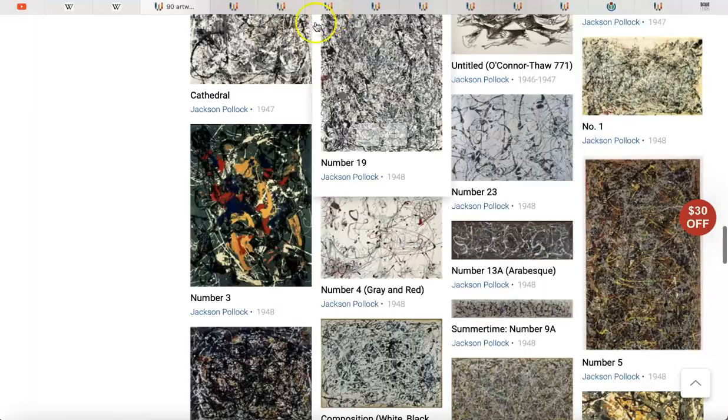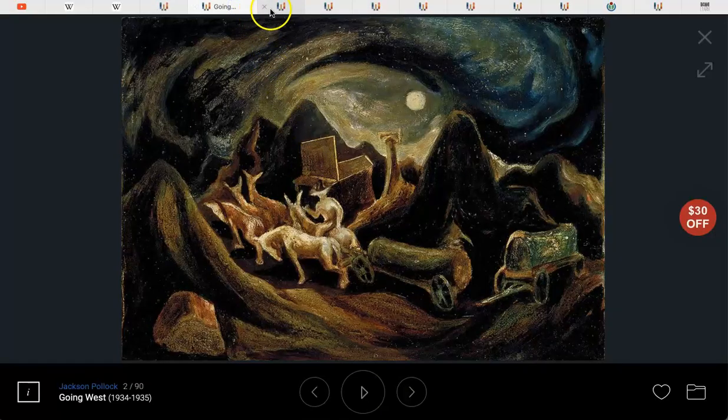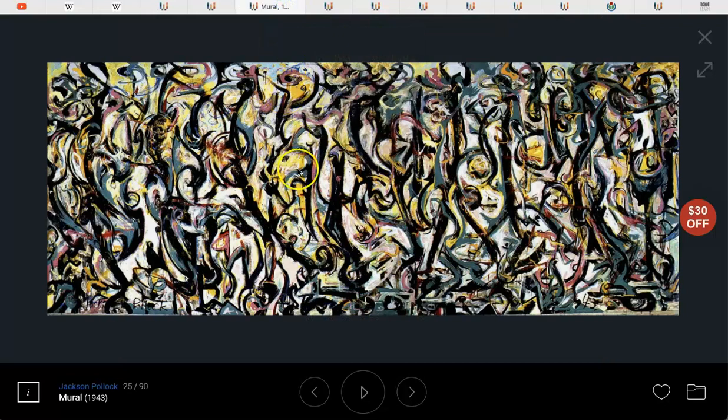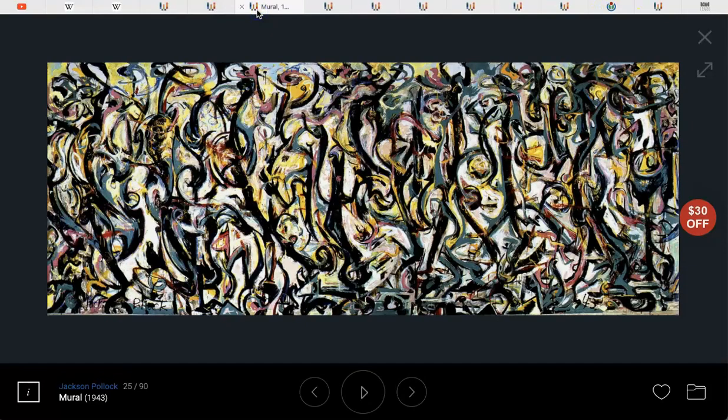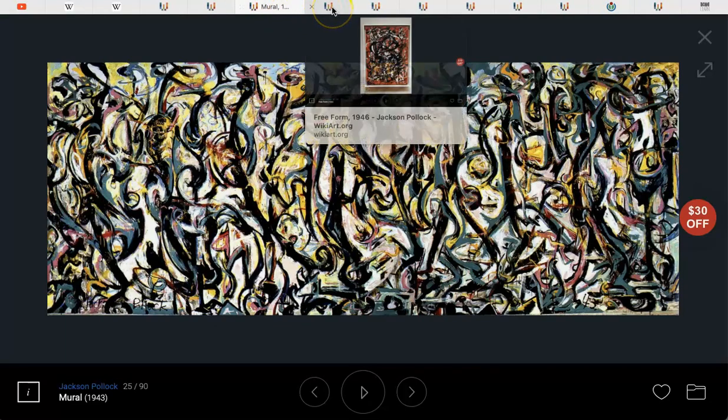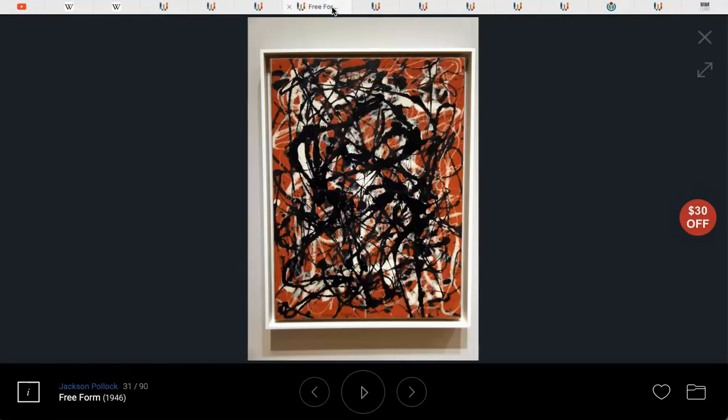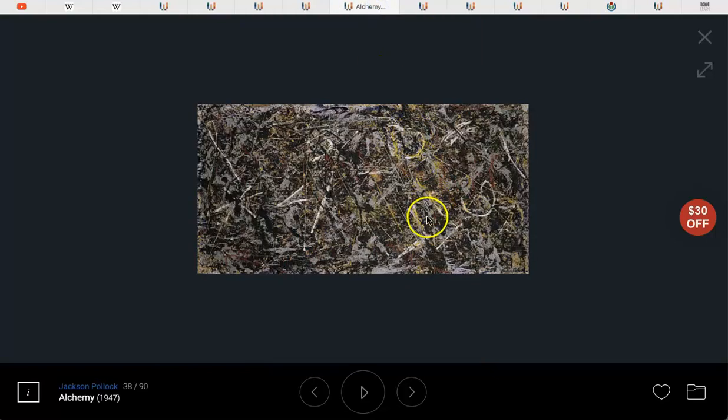Okay. So let me show you some examples. I already showed you Going West. I didn't show you this. Again, this is my second attempt making this video. This painting is called Mural from 1943. Can you pick out an object in there? I can't. In Going West, I definitely can. In The Peddler, yes, I can pick out objects there. But in the Mural from 1943, no, I can't. This one too is from 1946. It's called Freeform. Not an object to be found or seen. Nope. This one, Alchemy, 1947. Nope.